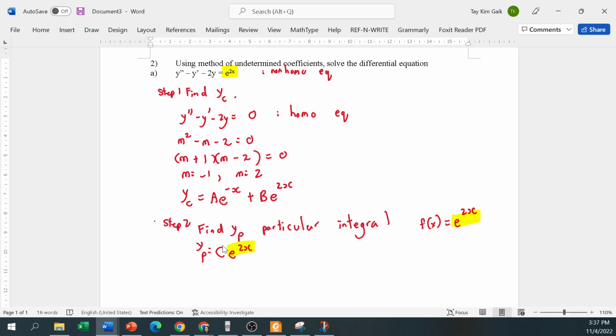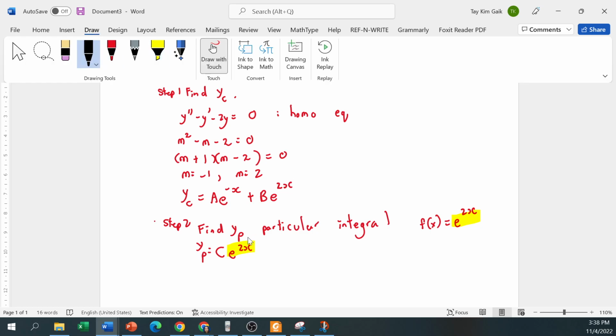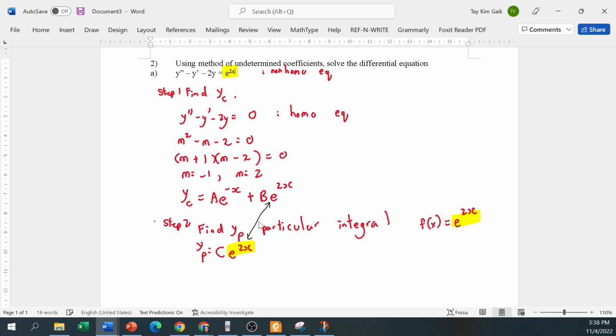So what do I mean by clash? After you choose a yP, you have to check whether yP clashes with yC. Just now in the example, your yP is a polynomial of degree 2, which of course is not the same form as the exponential term. Here you have e to the power 2x, and you see this term is also e to the power 2x. So this is what we mean by clash. But e to the power 2x, if we compare with this term, is not a clash. It only clashes with the b e to the power 2x.